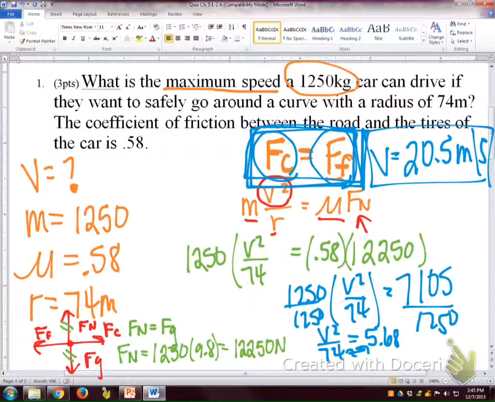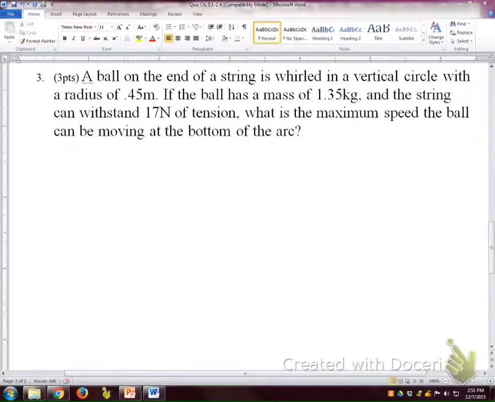So let's go ahead and try another problem here. All right, here's our next problem. It tells us the ball on the end of a string is whirled in a vertical circle with a radius of 0.45 meters. If the ball has a mass of 1.35 kilograms and the string can withstand 17 newtons of tension, what's the maximum speed the ball can be moving at the bottom of the arc?